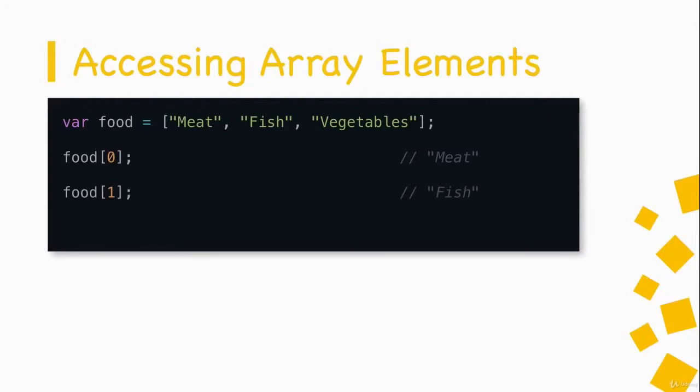Similarly, if you want to retrieve the second element, you need to type in food and then 1 inside square brackets. Now index 1 is actually the second element because indexes start at 0. 0 is the first element and 1 is the second element. So food[1] means you're accessing the second element inside the array. So food[1] equals fish because that's the second element. And of course, food[2], which means the third element, equals vegetables. So this is how you can access the individual items inside an array.